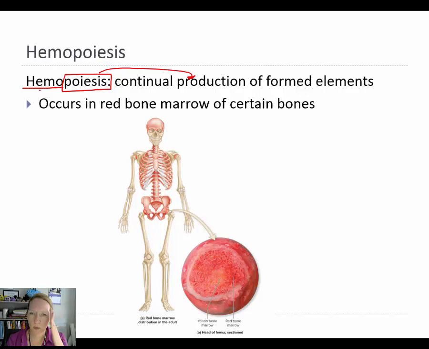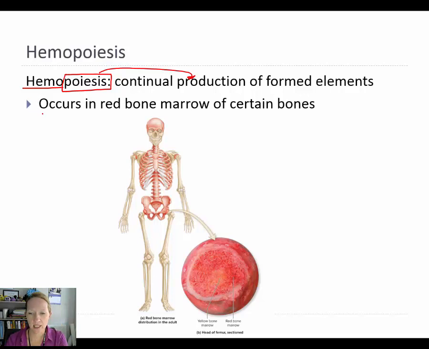So a lot of times people will get this confused. Oh, hemopoiesis, that's just red blood cell production. No. It's going to be all the formed element production of all of those. So that is that word. But this occurs in red bone marrow of certain bones.